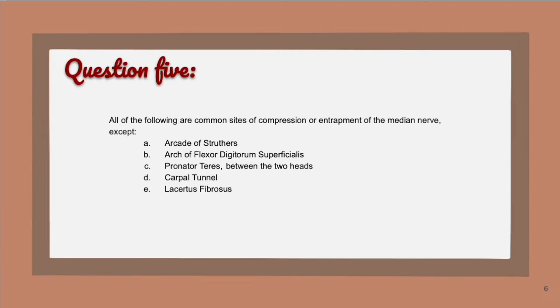Question 5. All of the following are common sites of compression or entrapment of the median nerve except A. Arcade of Struthers, B. Arch of flexor digitorum superficialis, C. Pronator teres between the two heads, D. Carpal tunnel, E. Lacertus fibrosis.